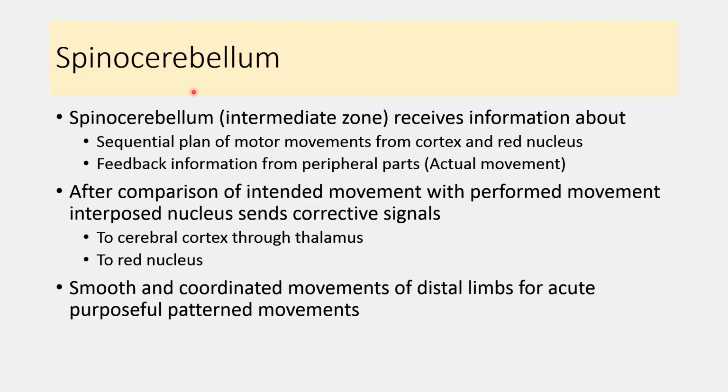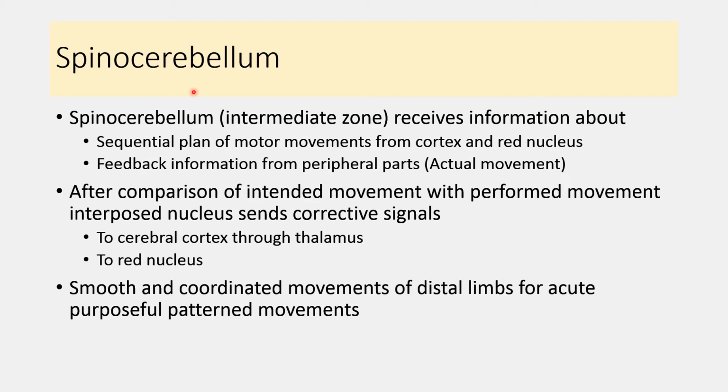Spinocerebellum includes the vermis and the intermediate zone of the cerebellum, which includes the anterior lobe and a portion of the posterior lobe. Spinocerebellum receives afferents through the olivocerebellar pathway, cuneocerebellar pathway, and dorsal and ventral spinocerebellar pathways. All these pathways provide proprioceptive impulses from the periphery of the body, and information about the actual movement that is occurring in the peripheral parts. Spinocerebellum also receives information from the motor cortex about the sequential motor plan or the intended motor activity.